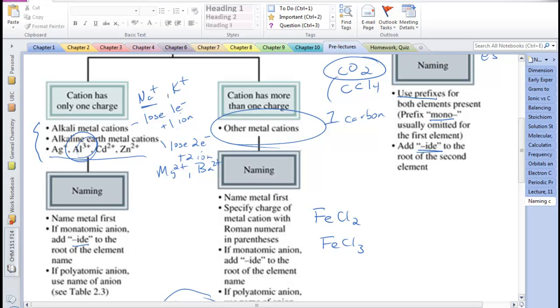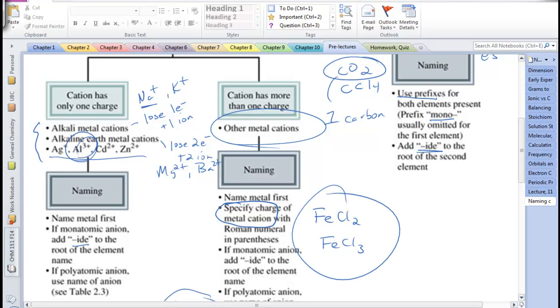Okay, there's not just one fixed charge. So we must specify the charge on the metal cation. Make sure you note the difference. Alkali metals are always +1. We don't need to specify that. We know that. Alkaline earth metals are always +2. We know that. We don't specify it.